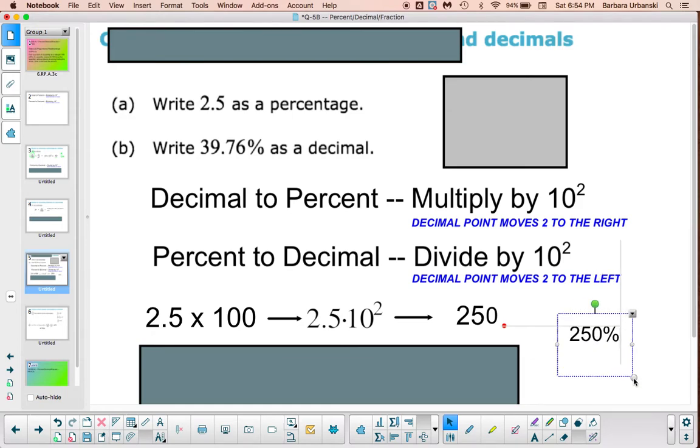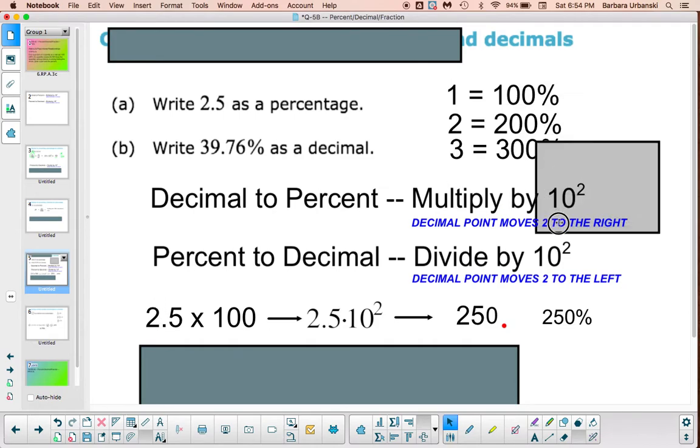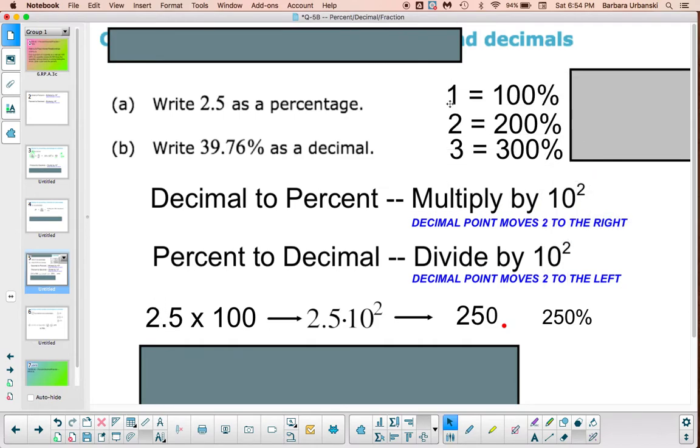One thing that I want to show you right now, just a little sidebar. Anytime you have a whole number like the 2 here, you are going to have something that's over 100%. If you can remember that the number 1 as a percent is 100%, then you'd know the number 2 is 200%. The number 3 is 300%. So when you have 2.5 and they want it as a percent, you would know that it's going to be 200 and something percent. And in this case, it's 250%.